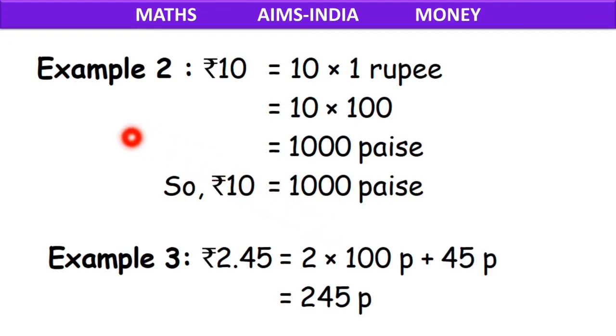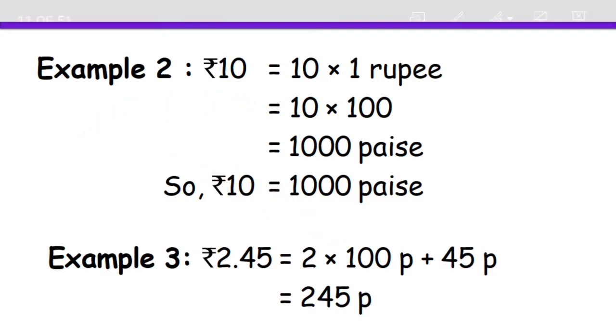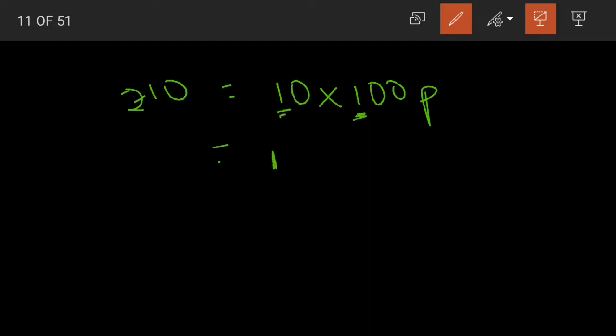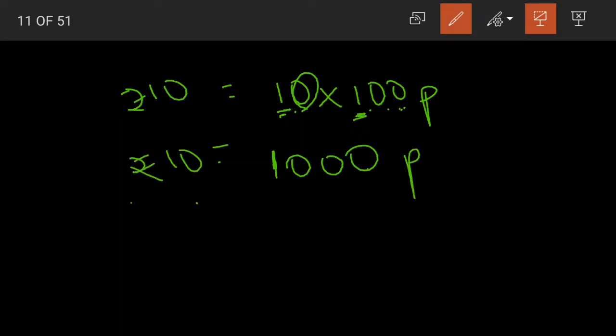Now coming to the next example, 10 rupees. Again, we have 10 rupees is equal to how much? 10 into each rupee is equal to 100 paise. So 10 into 100, how will we multiply? The non-zero digits, 1 into 1, 1. Then count the number of zeros and write them. 1, 2, 3. Lastly, this answer is in paise. So 10 rupees is equal to 1000 paise.